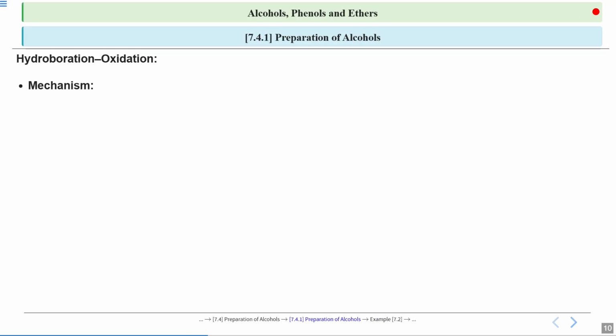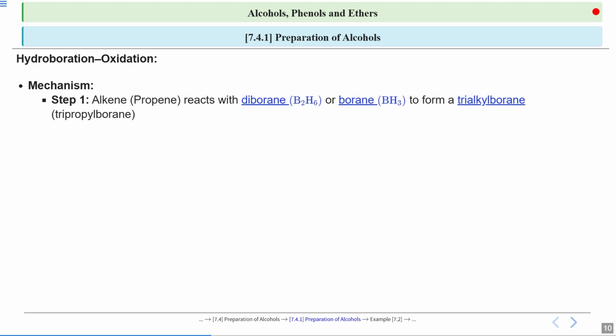Let's understand the mechanism of the hydroboration oxidation reaction. Step 1 is the alkene reacts with diborane. In the previous example we have taken propene. So propene, or alkene, when it reacts with diborane or borane BH3, forms a trialkyl borane, or in the case of propene, tripropyl borane. This is the first step of the mechanism.